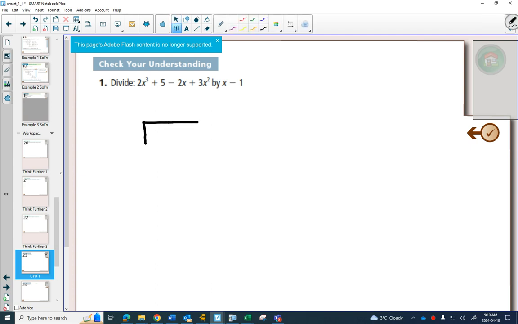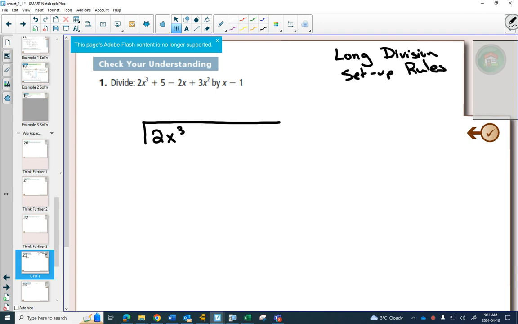And we're going to divide 2x cubed. Oh, we have a problem. And long division with polynomials has some special rules that don't happen in numbers. Okay?